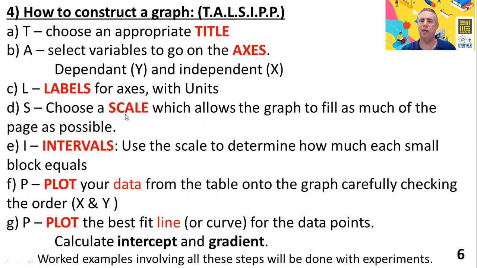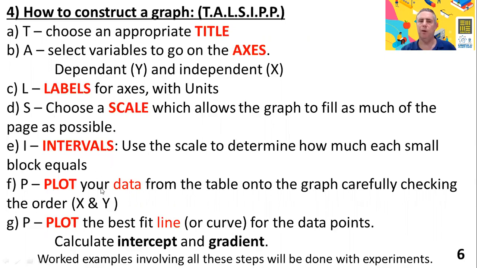S stands for scale. Please don't draw your whole graph in one little block in the corner of the paper. Scale your graph to fill as much of the page as possible. I stands for intervals. Use that scale to determine how much each small block equals. And this is also important in interpreting graphs. We will do some examples on this.